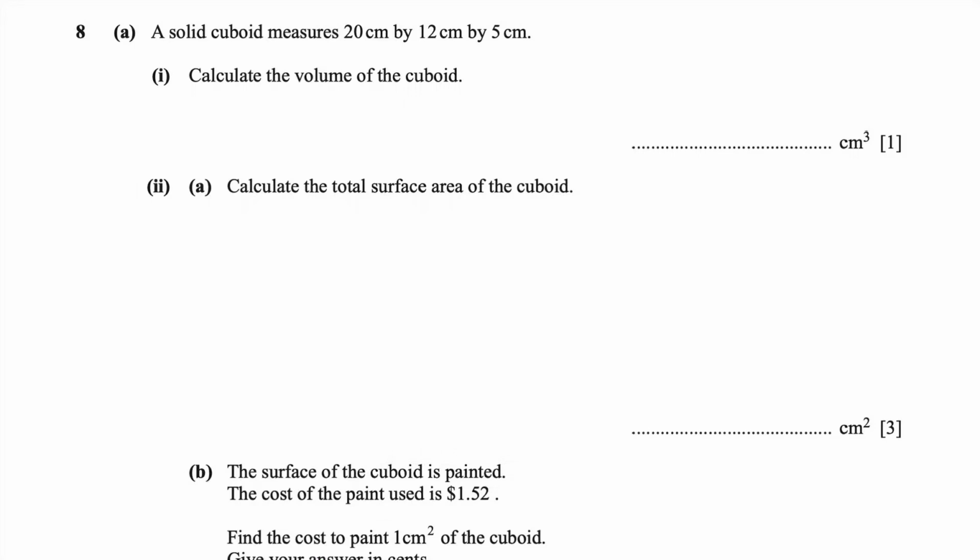So let us start. A solid cuboid measures 20 centimeters by 12 centimeters by 5 centimeters. What is the volume of the cuboid? V is equal to LBH. So 20 into 12 into 5 in centimeter cube, which is nothing but 20 into 12 is 240, 240 into 5. So 20 into 60, which is 1200 centimeter cube.